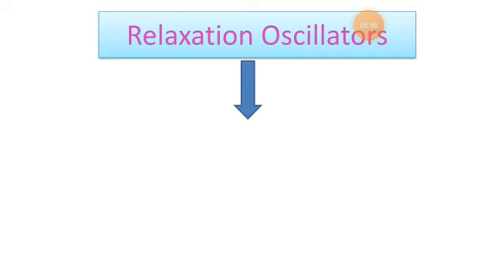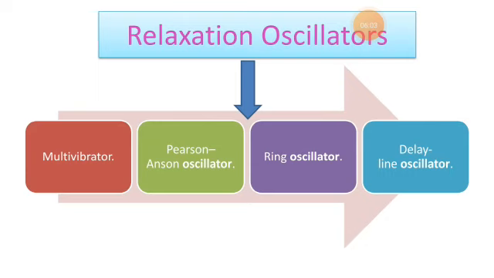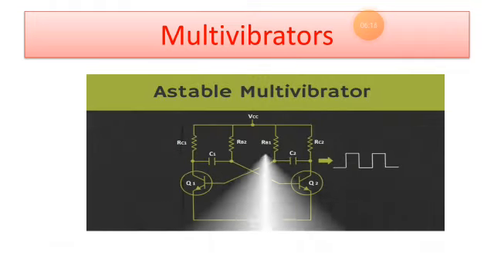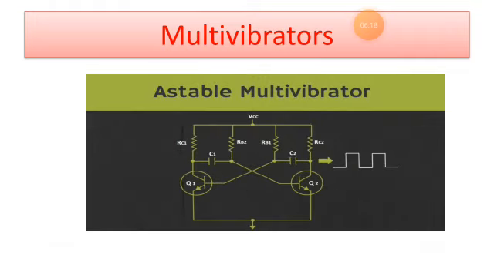The second type of oscillator is relaxation oscillator. These relaxation oscillators consist of multivibrator, Pearson-Anson oscillator, ring oscillator or delay line oscillator. The third part of this unit is multivibrator. See here, this is the symbolic representation of multivibrator. This is an astable multivibrator.